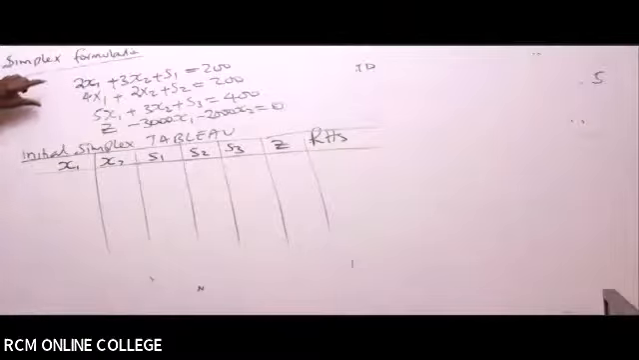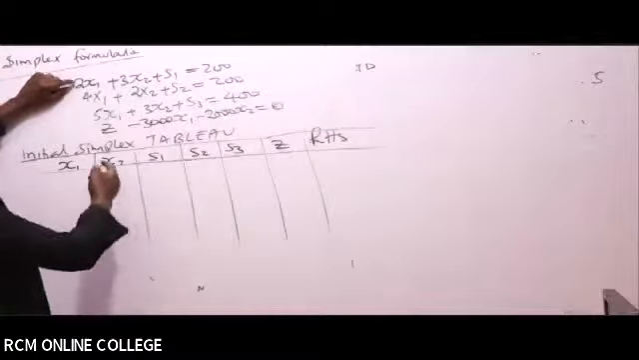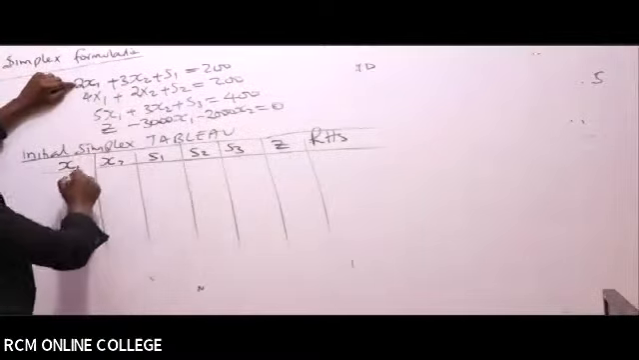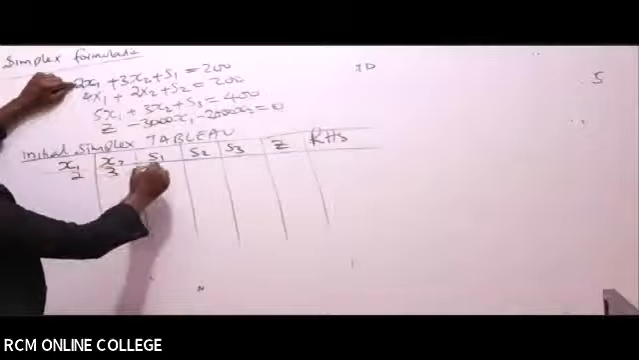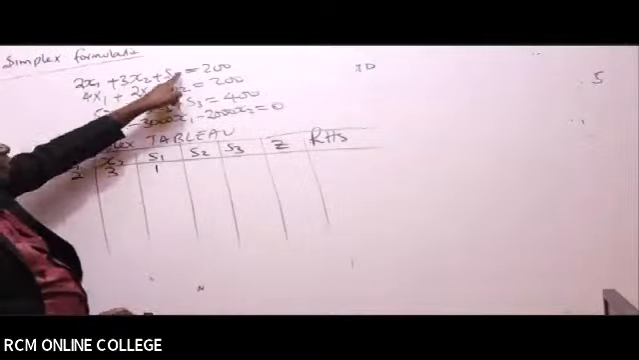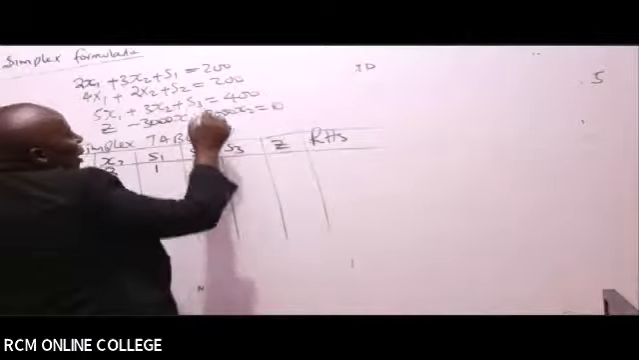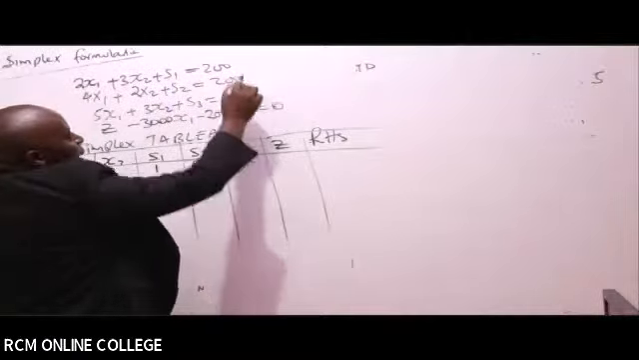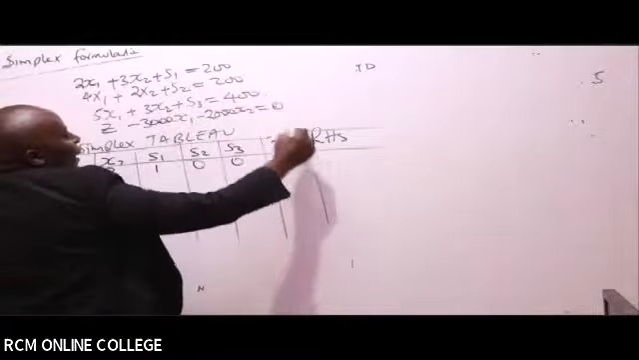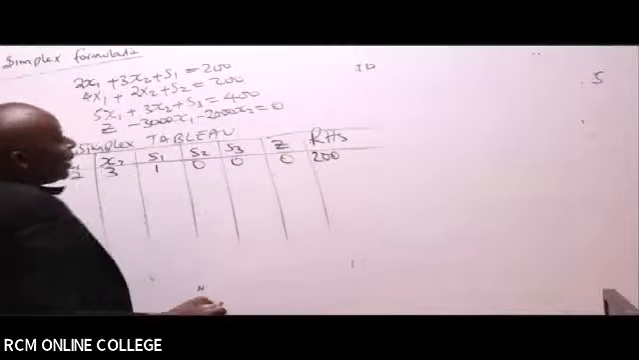So then we bring here the coefficients. So like the coefficient of x1, equation number 1, this is 2, this is 3, this is 1. And then we don't have s2, so 0. We don't have s3, 0. No z is here, 0. But we have the right hand side being 200.